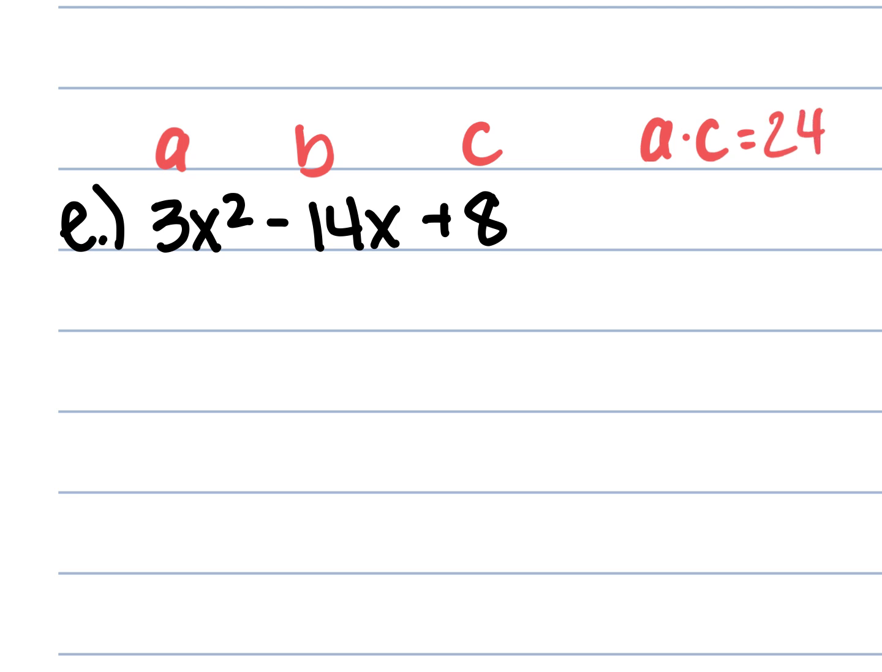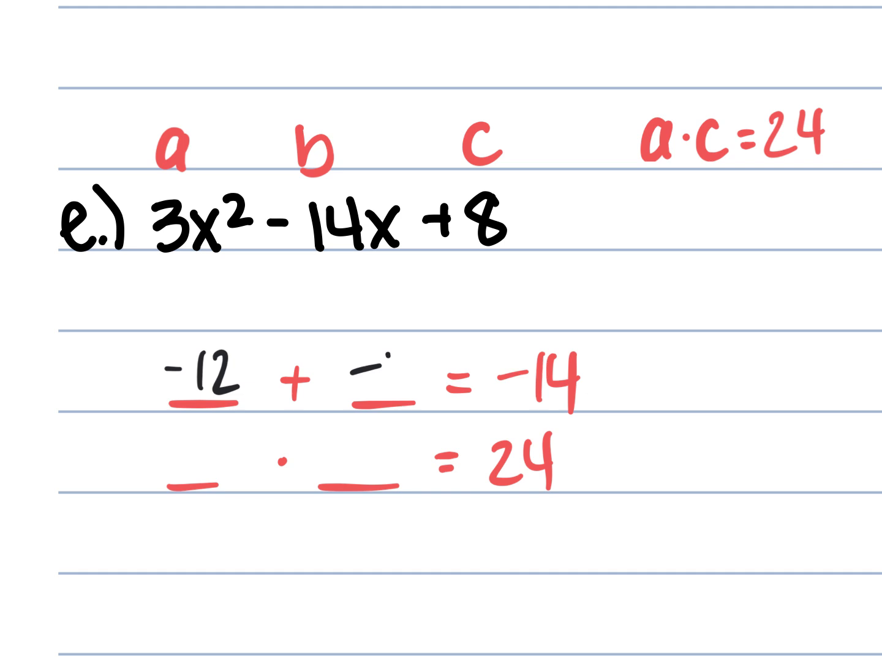What do I do now? Sum and product. We need to know our vocab. They're going to add to what? Negative 14. And they're going to multiply to? 24. Does anyone know these factors? Addison? Negative 12 and negative 2.